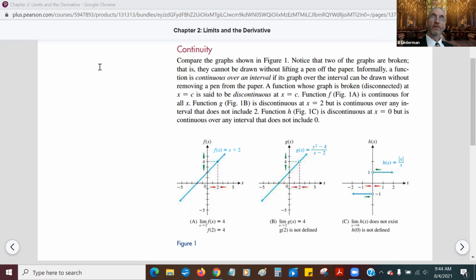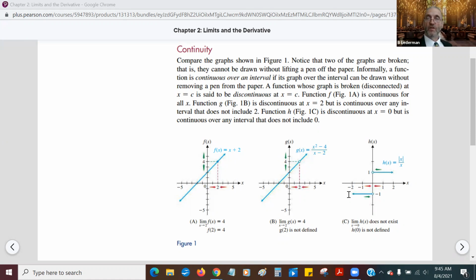So continuity is kind of like what you imagine it to be. Here's a line which is just one continuous line. I don't have to take my pencil off the paper, so this is continuous. This here is continuous until I hit that little empty point there, and then it's discontinuous right there when x equals 2. But then it goes back to being continuous afterwards.